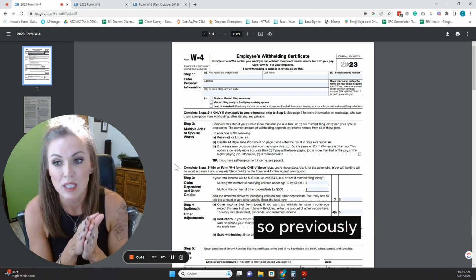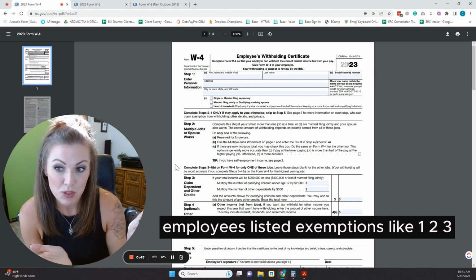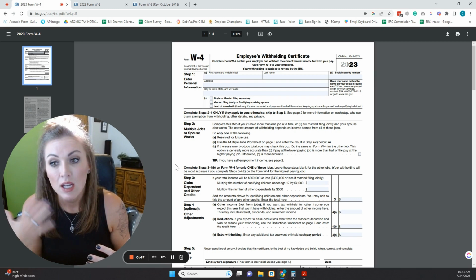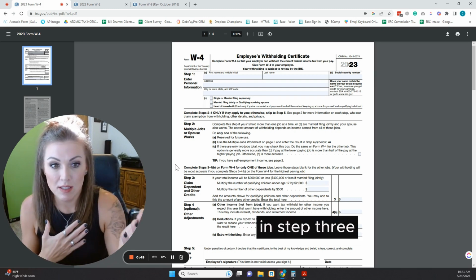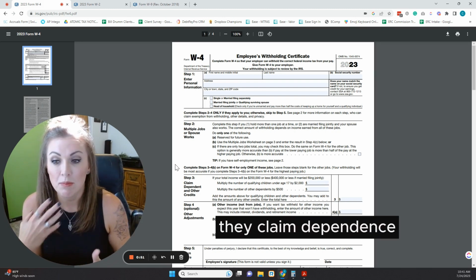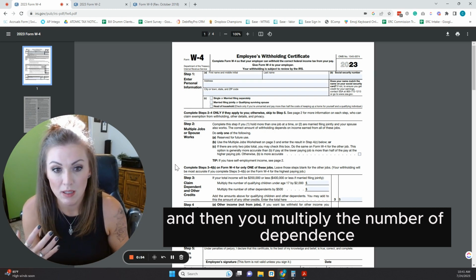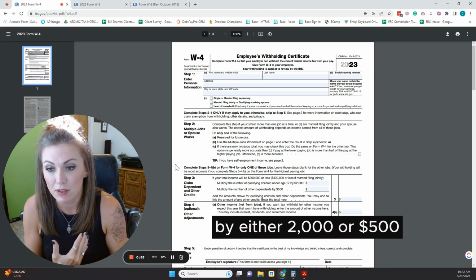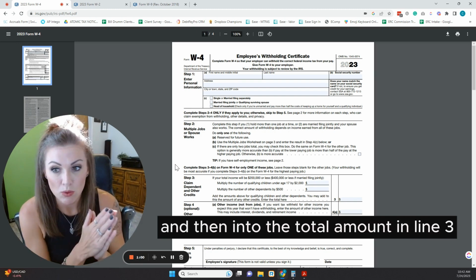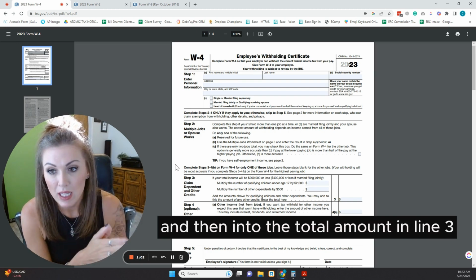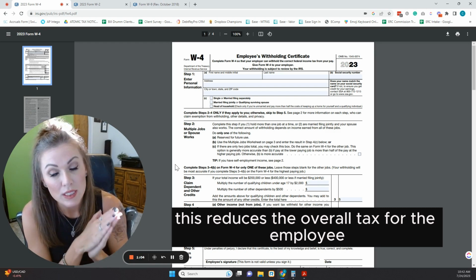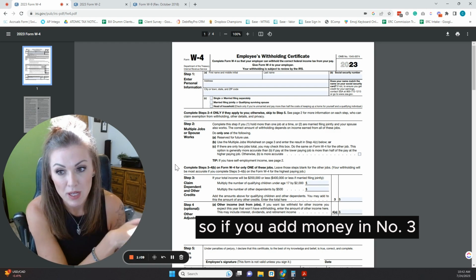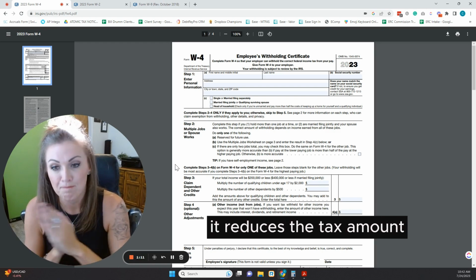So previously, employees listed exemptions like 1, 2, 3, 4, 5, and then that's how they were set up for taxes. Now, the form has in step 3, they claim dependents, and then you multiply the number of dependents depending on the dependent type by either $2,000 or $500, and then enter the total amount in line 3. This reduces the overall tax for the employee. So if you add money in number 3, it reduces the tax amount.